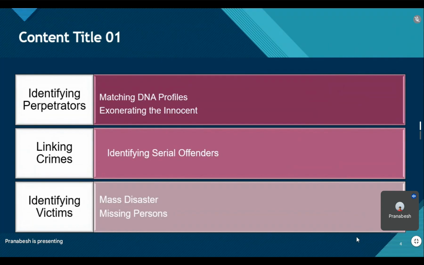This was the second, and the third one is identifying the victims. In mass disaster cases and missing persons cases, if we have a DNA database of individuals, we can identify people, because in mass disasters so many people go missing. To identify those missing persons, we extract the DNA from body fluids, or from the bones or teeth of those individuals, and then we match it with their close relatives. It either matches or not. So this one is identifying the victims.